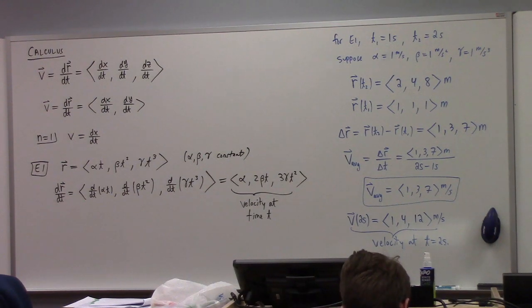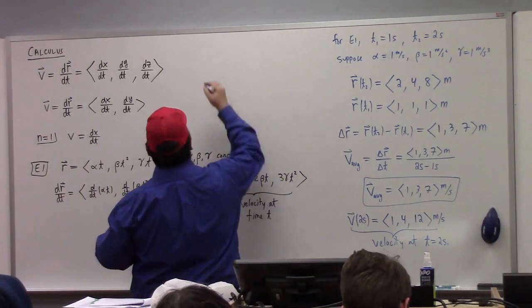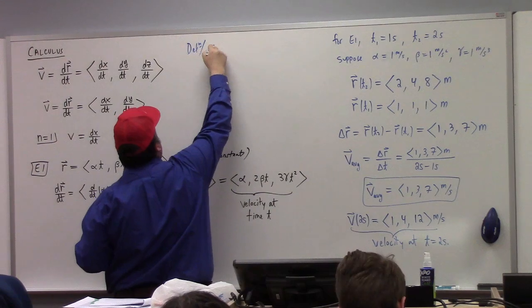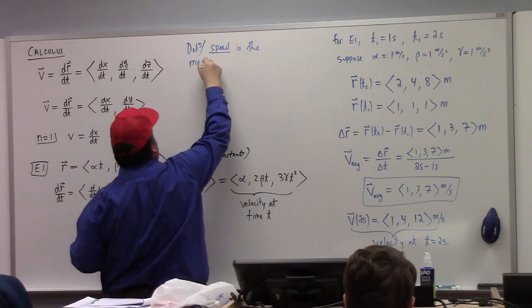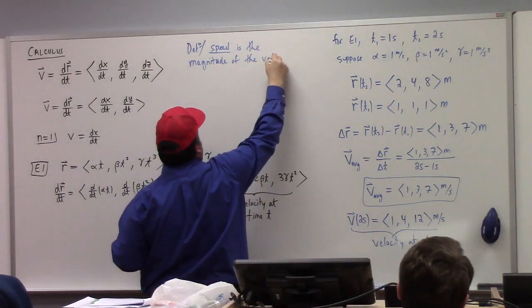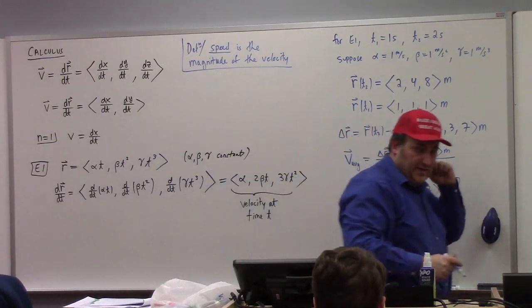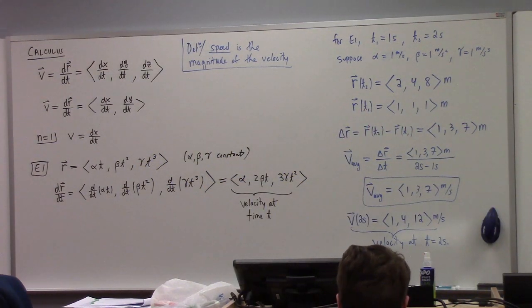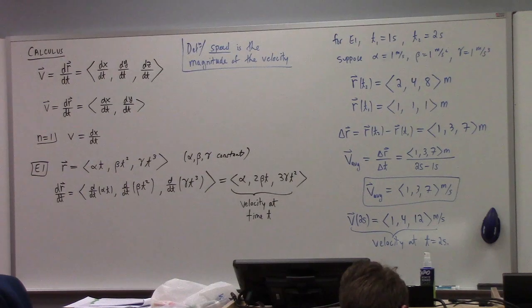So there's another thing we should talk about, which is velocity versus speed. Velocity is a vector. Speed is not. Speed is the magnitude of the velocity. All right? So we can calculate speed for our examples.